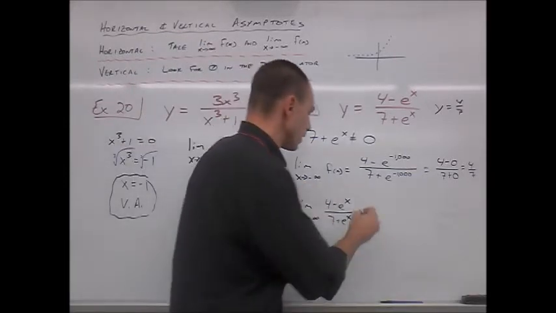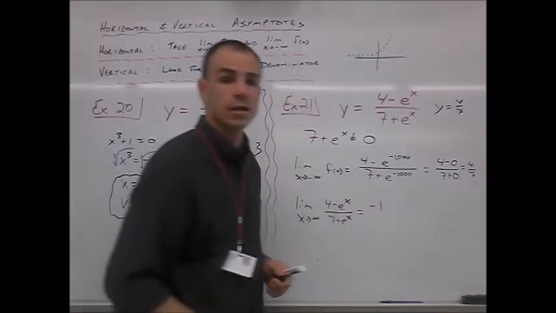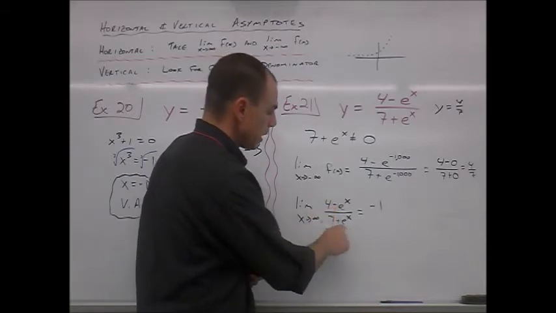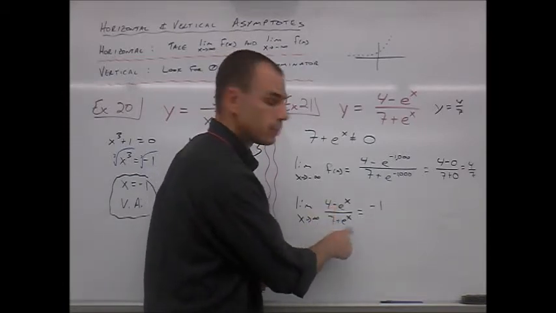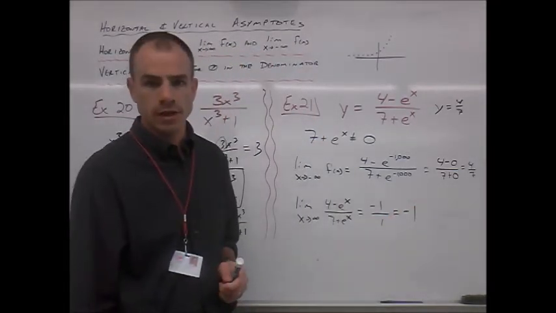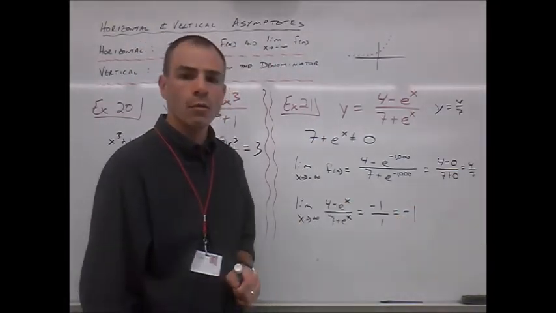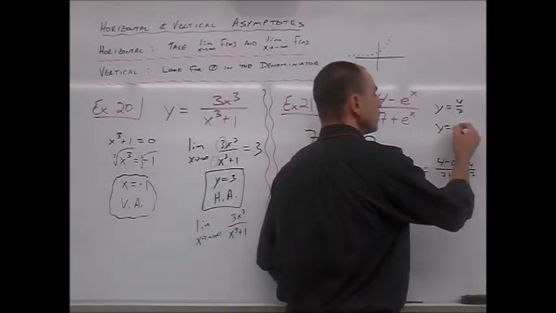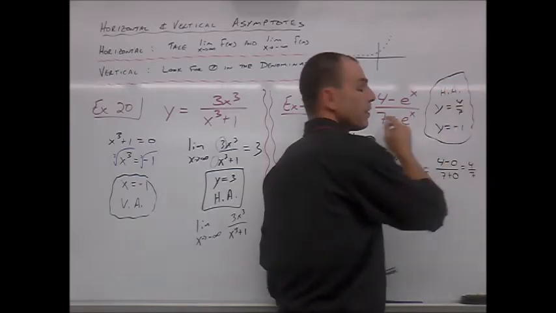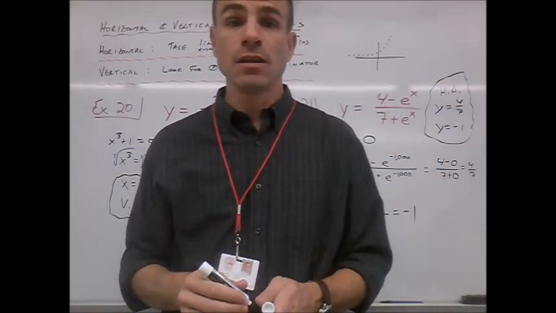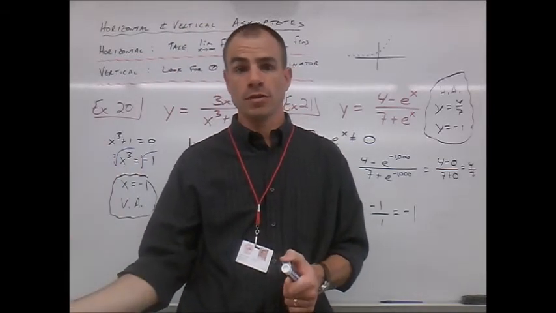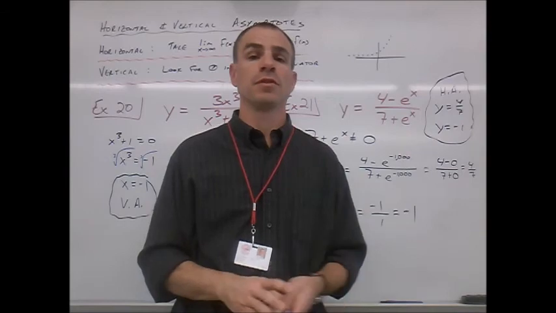So what ends up happening is we have a -1 in the numerator because of that negative sign, and then we have a positive 1 in the denominator because of that sign. So our other horizontal asymptote will occur at y equals -1. So while this function has no vertical asymptote, it does have 2 horizontal asymptotes. We have to take a look at the limit as x approaches positive infinity and the limit as x approaches negative infinity.